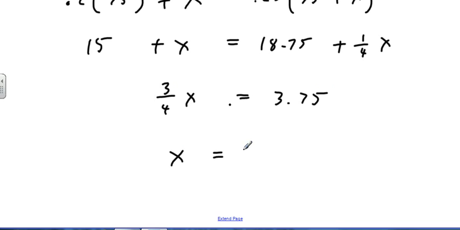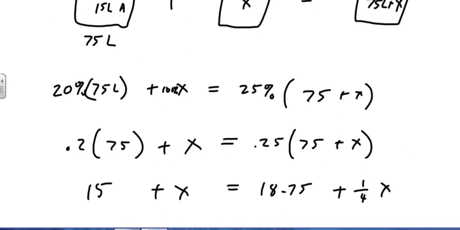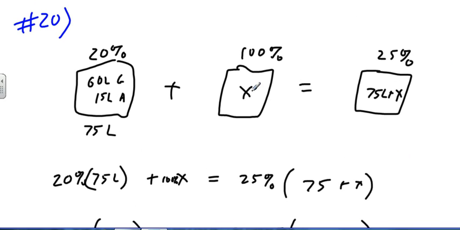X is equal to 4/3 times 3.75, which is 5 liters. So if I add 5 liters of pure ethanol to 75 liters of 20% ethanol, I end up with 80 liters of 25% ethanol.